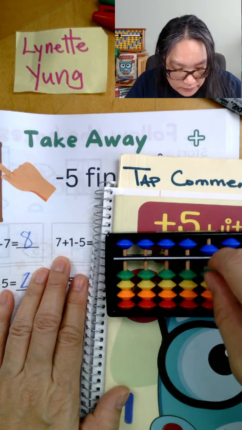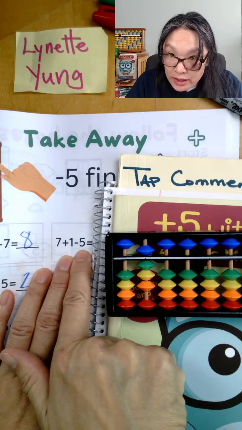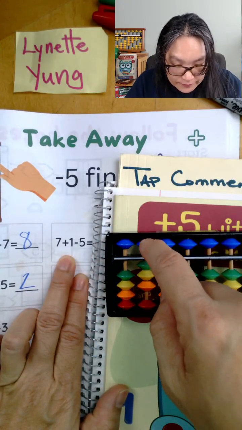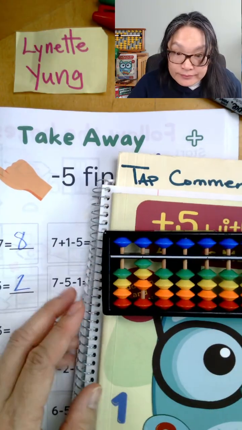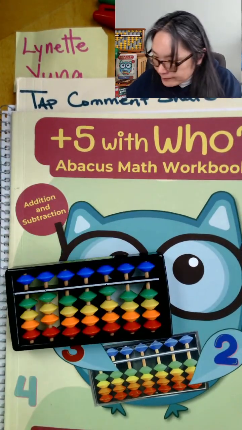I'm going to go here. We have 7. I want to add the 1, and I need to take away the 5. So I take away the 5, and so my answer is 3. Then when they finish with the simple, you can move into the 5.